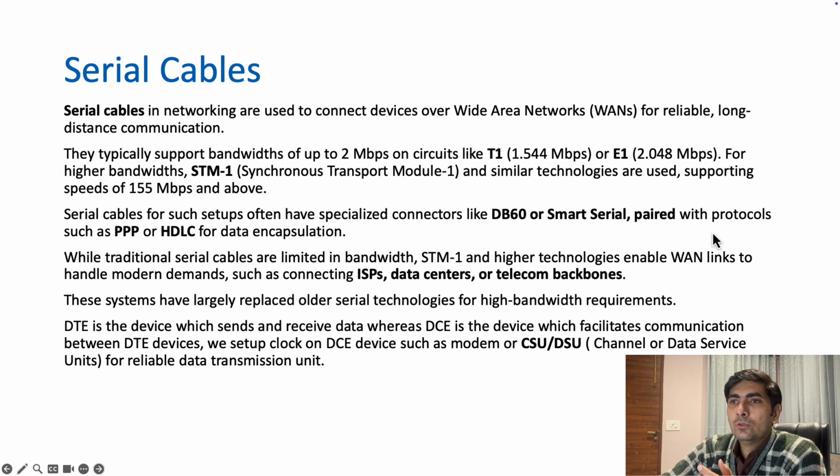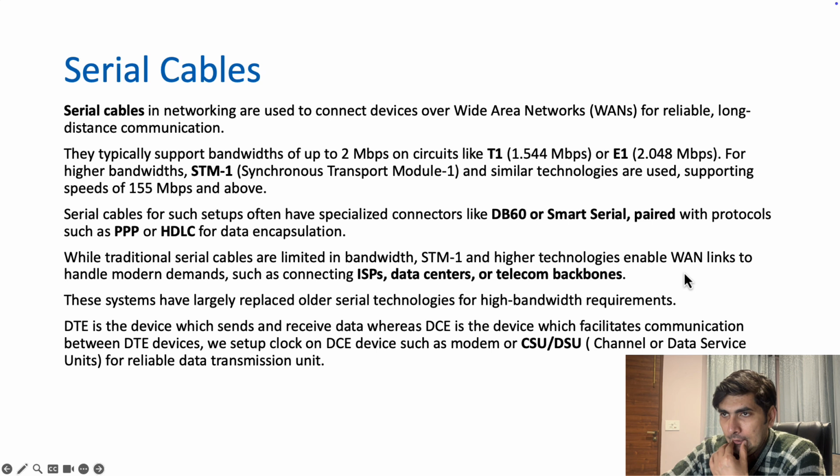All right, so inside, once you use this connection, then there will be two protocols for encapsulation. One is PPP, point to point, and then there is HDLC. I forgot the full form of this. So you should know these things, right? So traditionally these serial cables were limited in bandwidth. I told you up to 2 Mbps. STM1 was up to 155 Mbps. Now we have Ethernet based technologies.